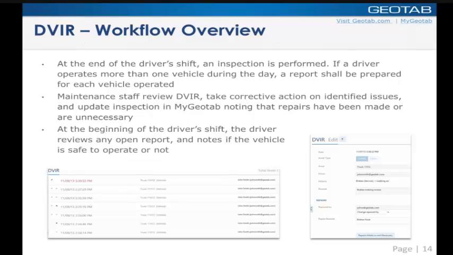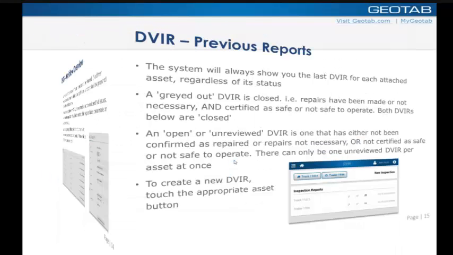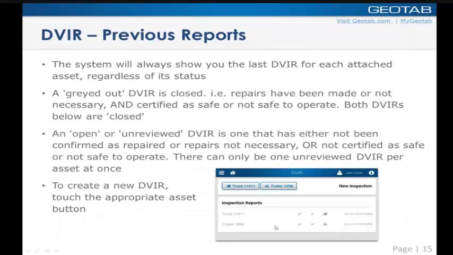In the vehicle, when we go to a DVIR, here I've got a truck and a trailer. These inspections you can see down here are grayed out, so these are closed. The repairs have either been made or deemed not necessary. That's this first little set of things. The second little checkbox shows that this vehicle has been certified as safe to operate. Both DVIRs are closed, which means this is a complete process. If I want to open a new one, I click on the truck and I can start to review a new DVIR, see what they found on the last one, add any new defects, and complete the process.